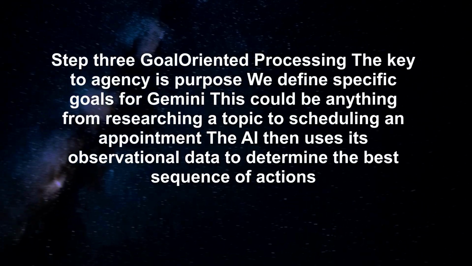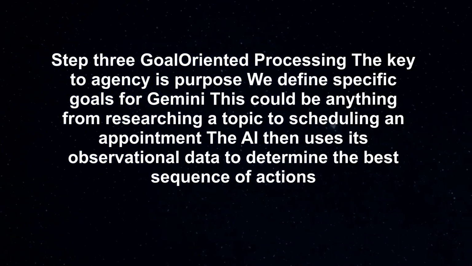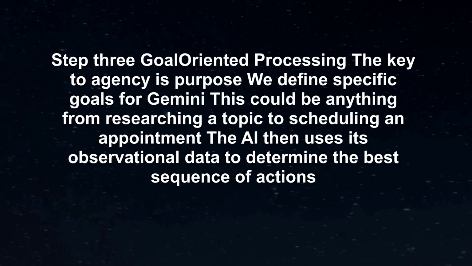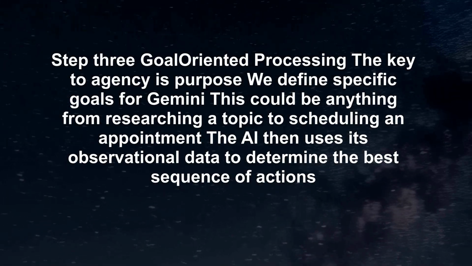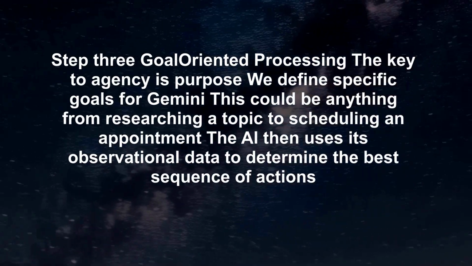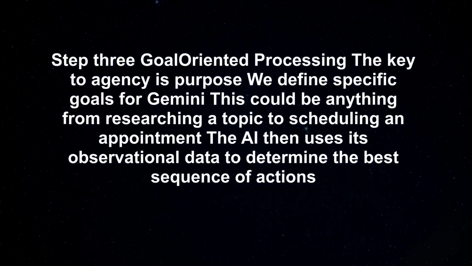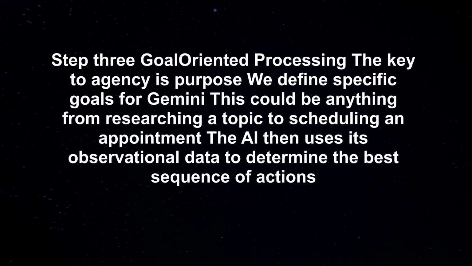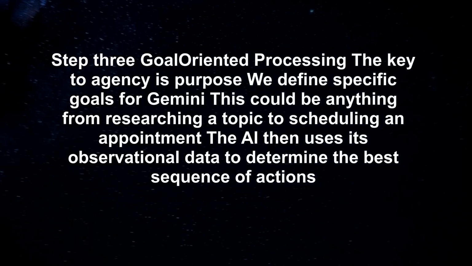Step 3. Goal-oriented processing. The key to agency is purpose. We define specific goals for Gemini. This could be anything from researching a topic to scheduling an appointment. The AI then uses its observational data to determine the best sequence of actions.